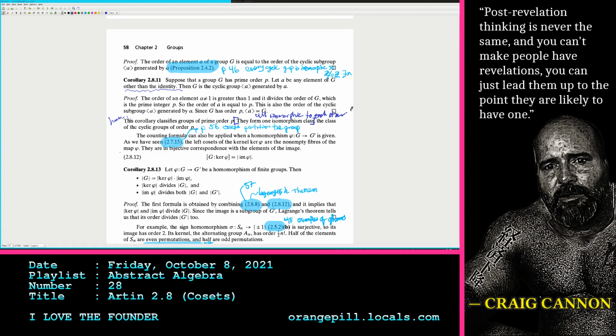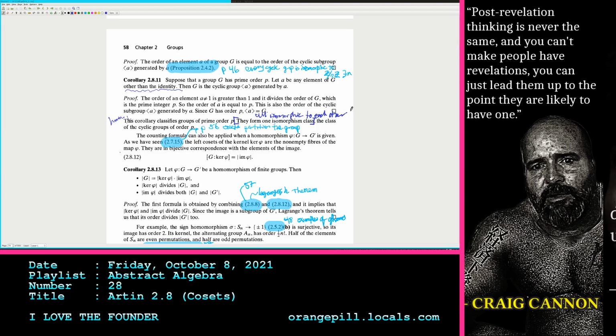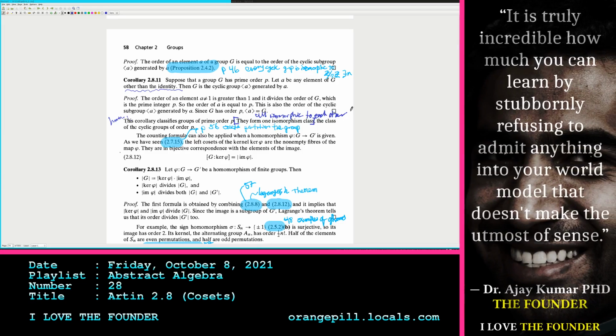The counting formula can also be applied when a homomorphism is given. As we have seen, the left cosets of the kernel are the non-empty fibers of the map. They are in bijective correspondence with the elements of the image.